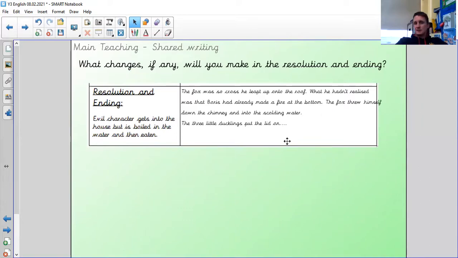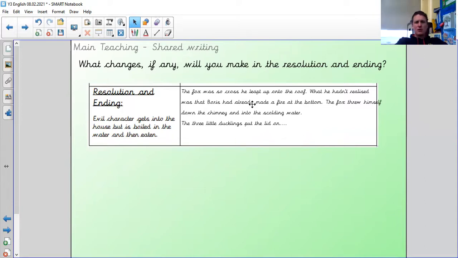The resolution and the ending, as I said, don't worry about it too much if you don't get around to doing it today. Just concentrate on the problem, because when it comes to writing the story, the resolution and the ending is very, very simple really. It asks what changes, if any, you will make in the resolution and ending. I don't think there's a huge amount that needs to be changed.